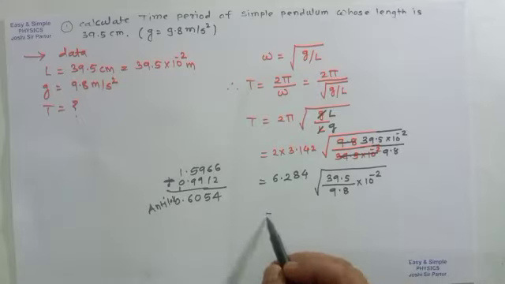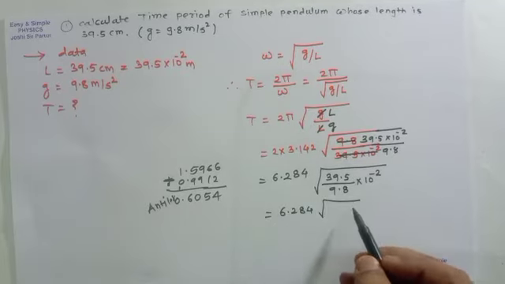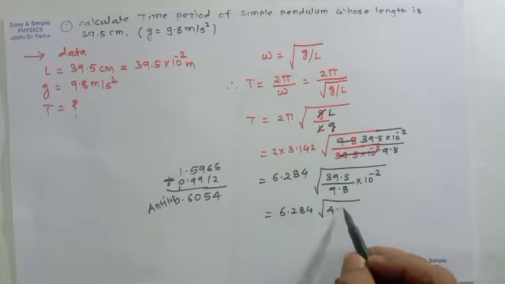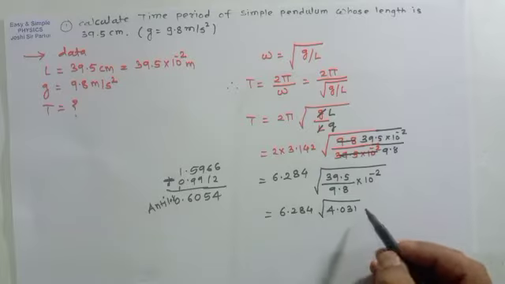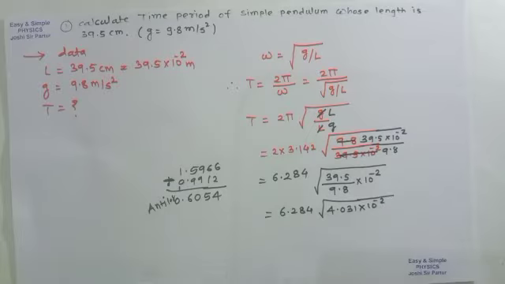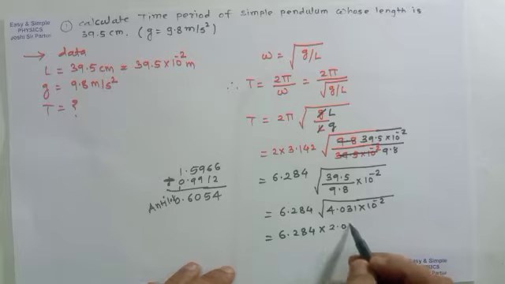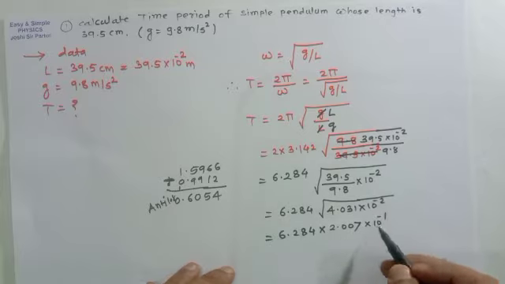If we take antilog, it will be written in square root, square root of 4.031 into 10 to the power minus 2. If we see square root, the square root will be 6.284 into 2.007 into 10 to the power minus 1.